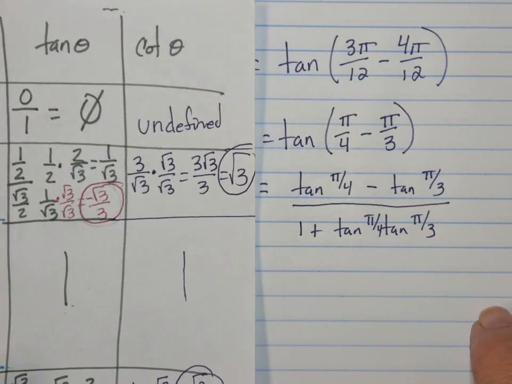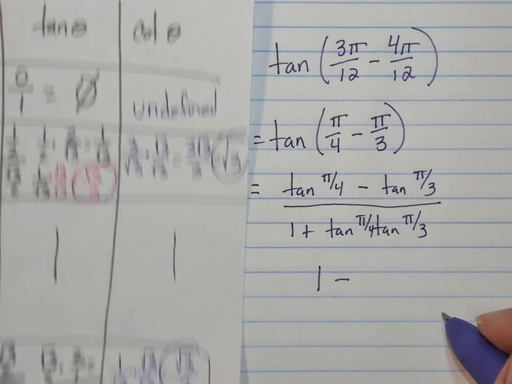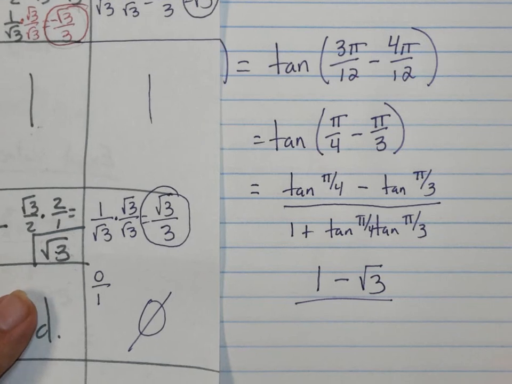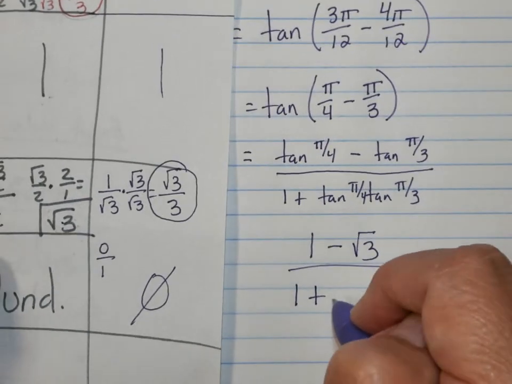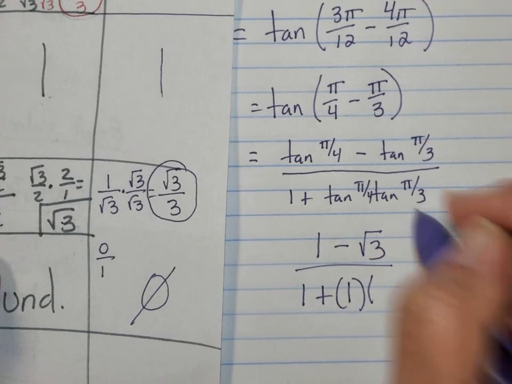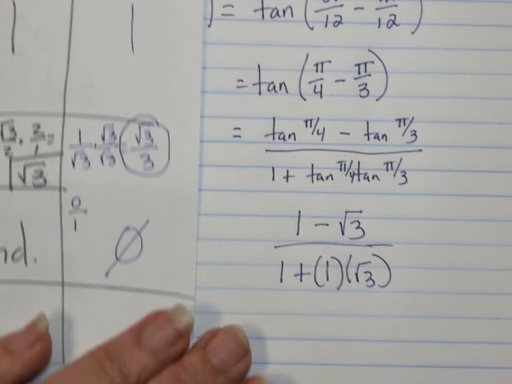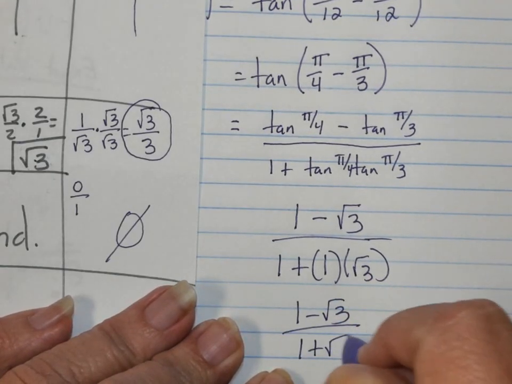Tangent of pi over 4 is 1. Tangent of pi over 3 is square root of 3. 1 plus tangent of pi over 4 is 1. Tangent of pi over 3 is square root of 3. So we get 1 minus the square root of 3 divided by 1 plus the square root of 3.